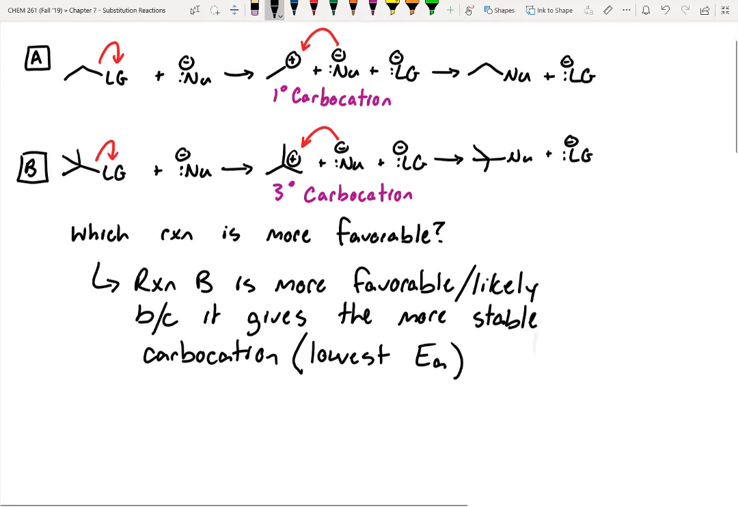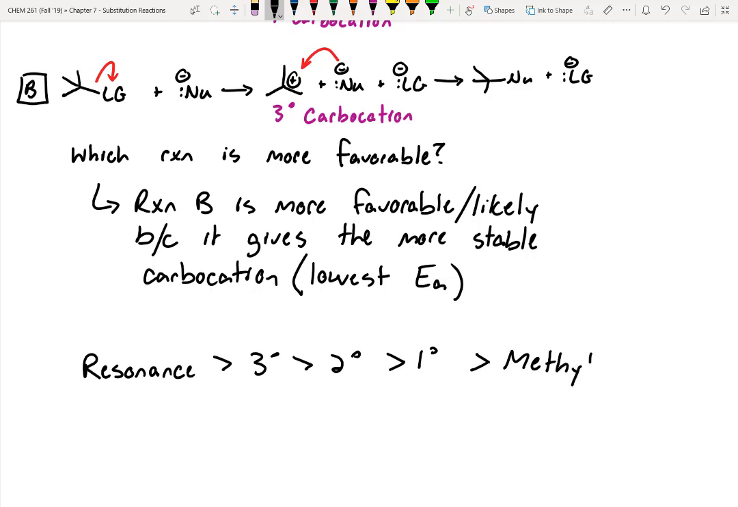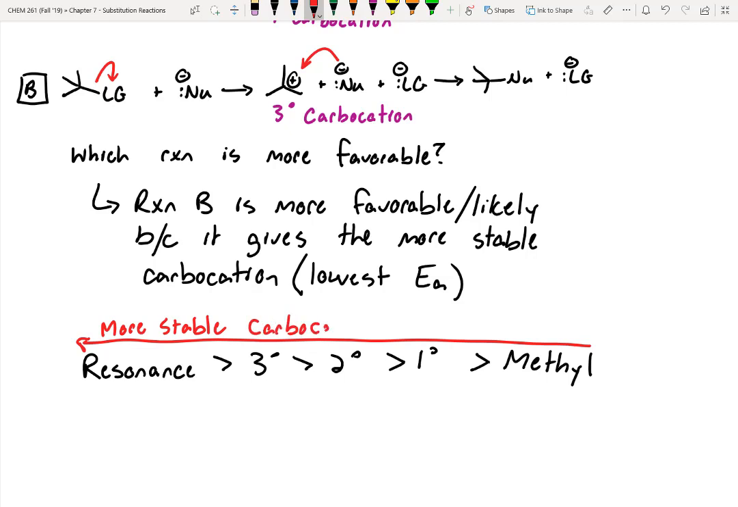All right, so this gives us a pretty good insight. What's the most stable carbocation we can possibly have? Is it primary, secondary, tertiary, methyl, resonance? What's the best? Resonance. Okay, so up here we can say resonance is the best, followed by tertiary, followed by secondary, followed by primary, followed by methyl. Okay, so over here we could say it gets more stable carbocation, the more we either have resonance or highly substituted cations.